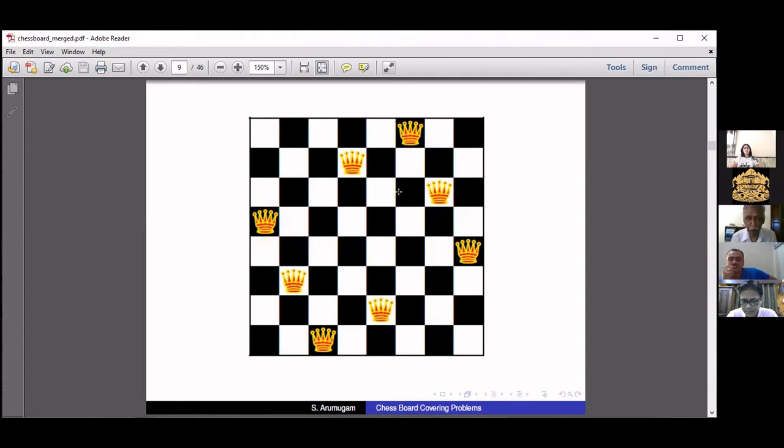Here, more or less, the knight movement is followed. See? From here, another set of knight movements. So eight queens are placed.